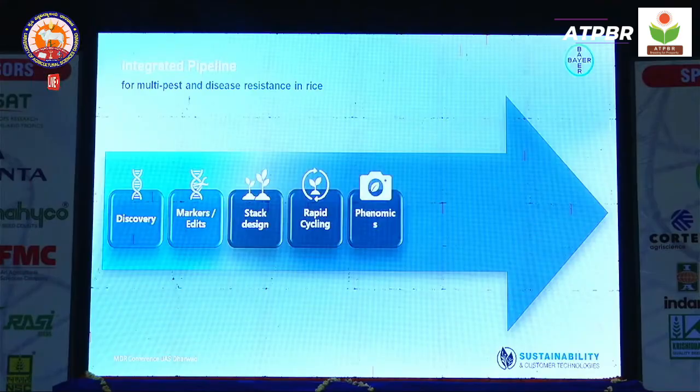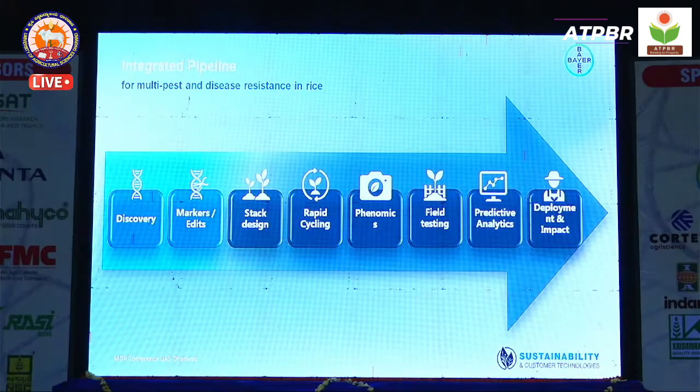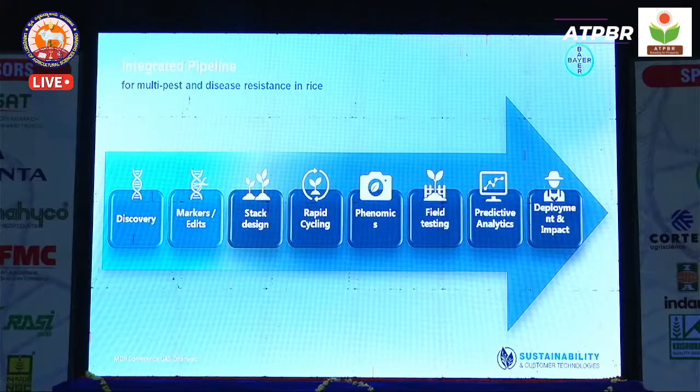This is how the integrated pipeline looks for multi-pest and disease resistance in rice. First is the discovery phase, then we do markers and edits, then stack design, rapid cycling using speed breeding, phenomics, and it goes to field testing. Then predictive analytics are applied, and finally deployment and impact happen. This can all be done within a span of 5 years now, but previously it took 12 to 15 years. So this is how we have to integrate multiple disease resistance in rice.